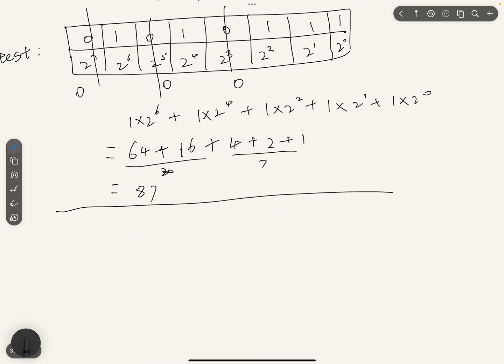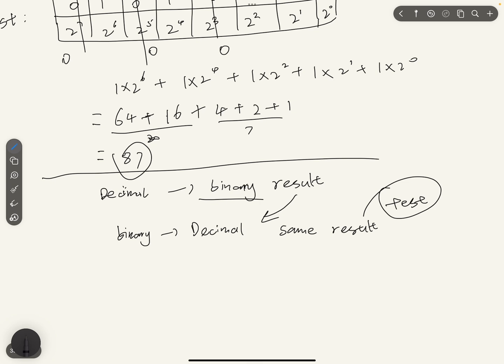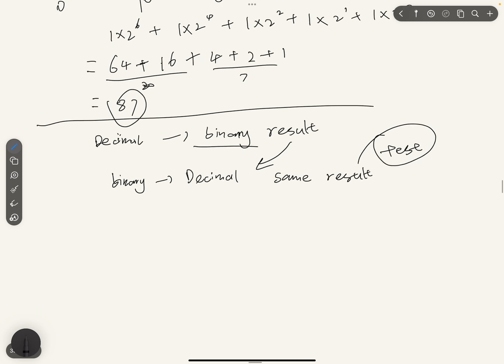So every time we convert the decimal to binary, after we get the result, we can do it backward. We convert the binary to decimal to see if we can get the same result. That way we can test our result, do a quick test. That's how we convert the binary to decimal, decimal to binary.